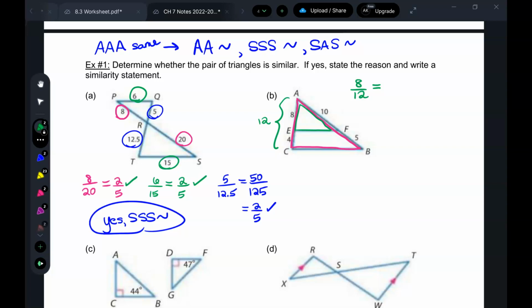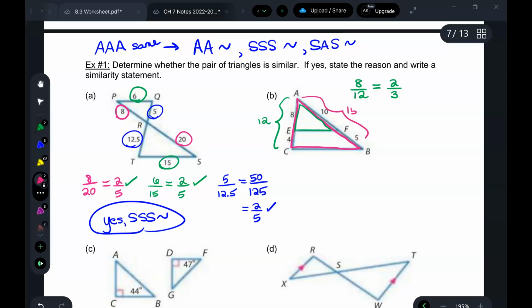Divide the top and bottom by 4. We get 2 over 3. Next, we're going to compare 10 over 15. Divide by 5, we get 2 over 3.